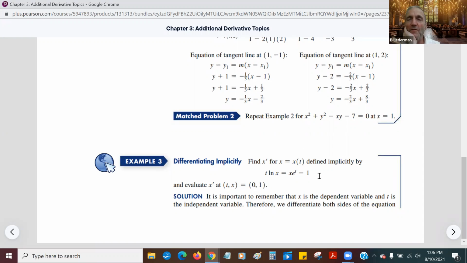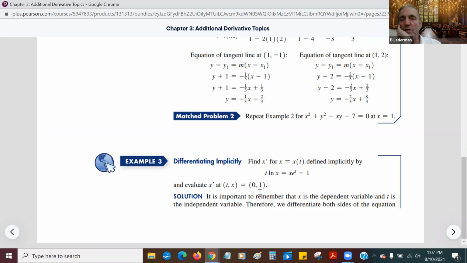Now, like I said before, if you have two variables, I could always try to solve for x in terms of t, or y in terms of x. But this is going to be a big mess if I try to do that. Sometimes it's impossible to solve for one variable in terms of the other. That's why we use implicit differentiation. We don't have to bother trying to solve explicitly. We want to evaluate x prime at t comma x equals 0, 1.